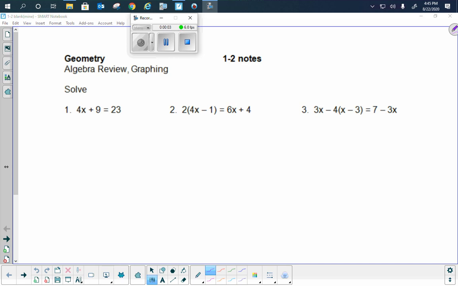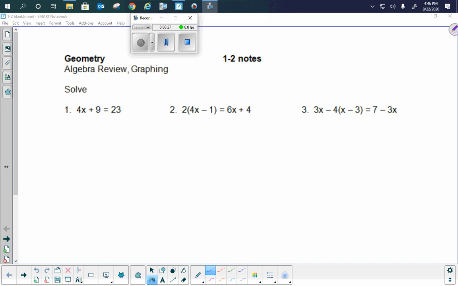In 1-2 notes, let's start by doing a little review, some algebra review and some graphing review. Okay. And so here we go. I think you should err on the side, for right now, until you're very, very, very successful at this stuff, of showing me too much versus too little. You will need to show me work to get credit for this class. Okay, so here we go.